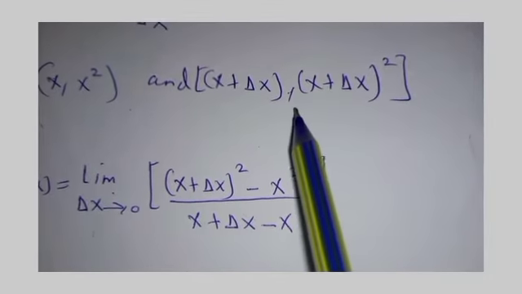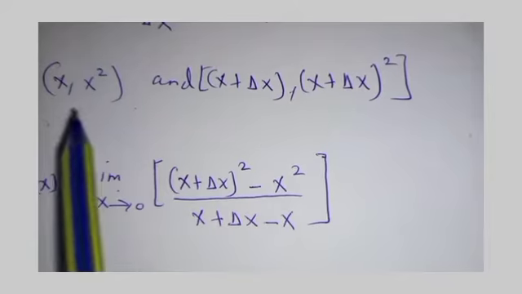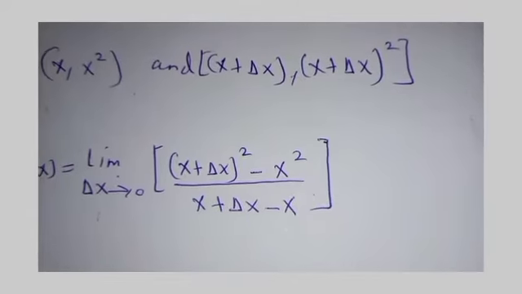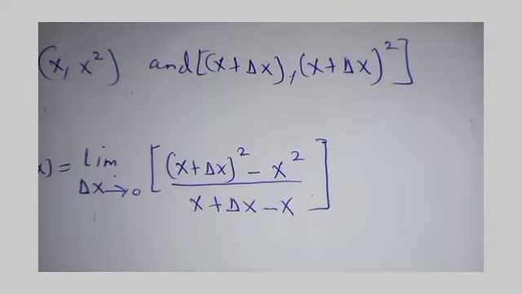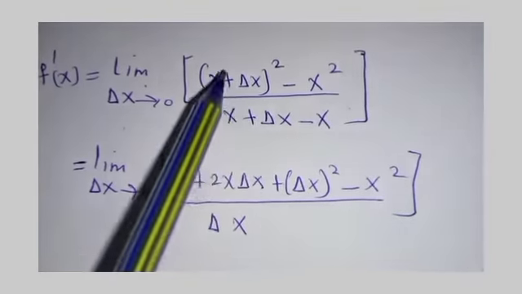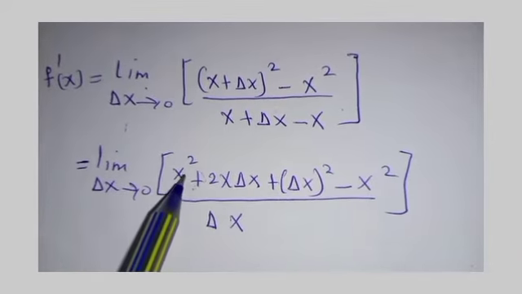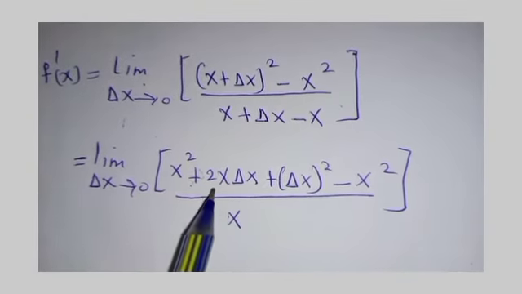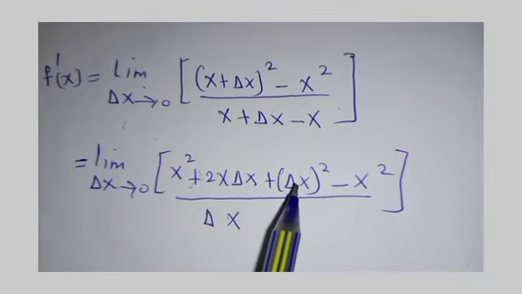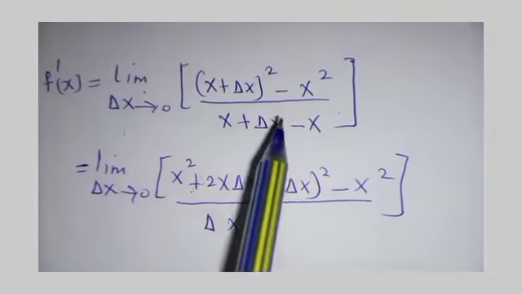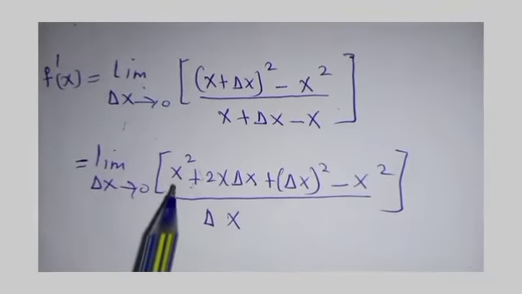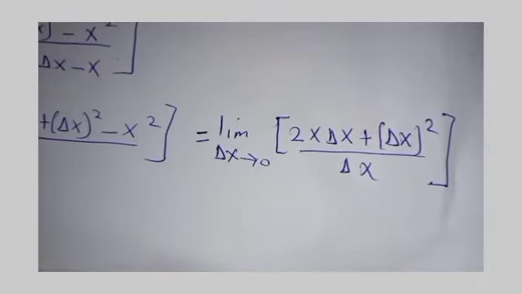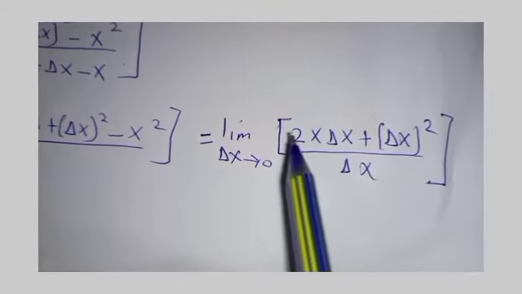This is y, change in y, over change in x. So this part here minus the other one. Then we expand this part in bracket. So expanding this one, we are going to get this. When we expand this part here, we are going to get x squared plus 2x change in x plus change in x squared minus x squared. So here x squared will cancel with minus x squared. So we are going to be left with this.